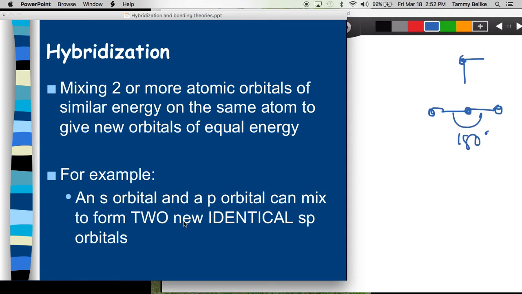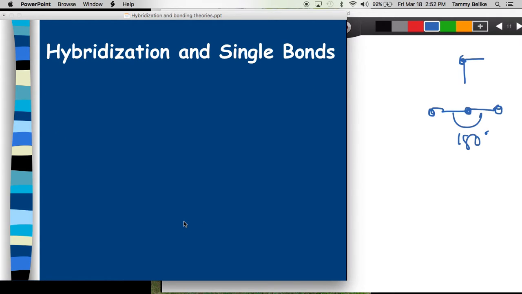All right, so an s orbital and a p orbital can mix to form two new identical sp orbitals. And they're no longer of different energies. Remember, s orbitals are usually lower in energy than p orbitals. Okay? So here's what's going on.